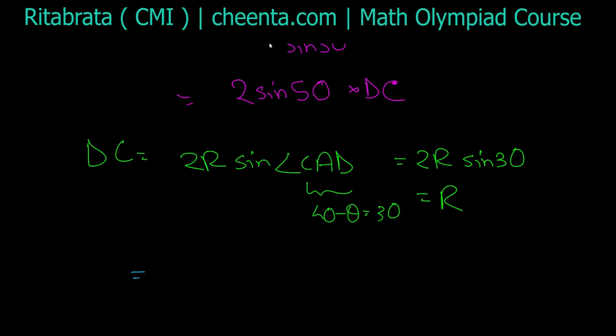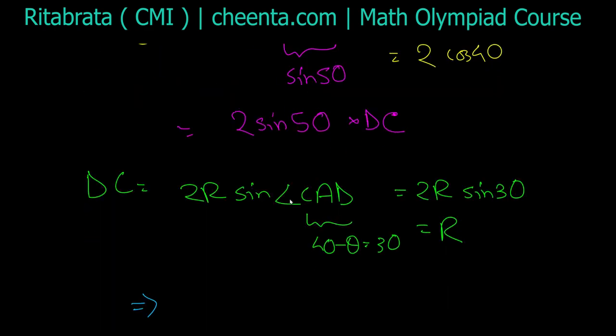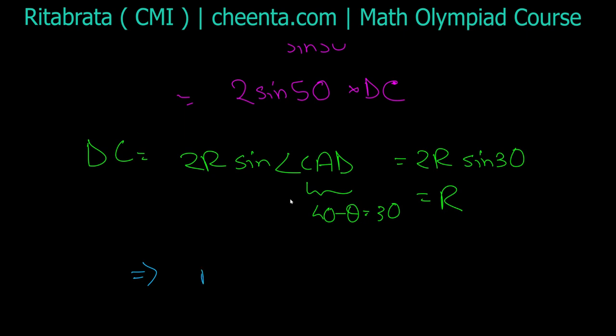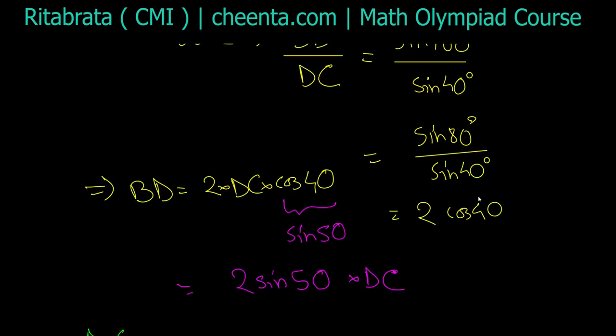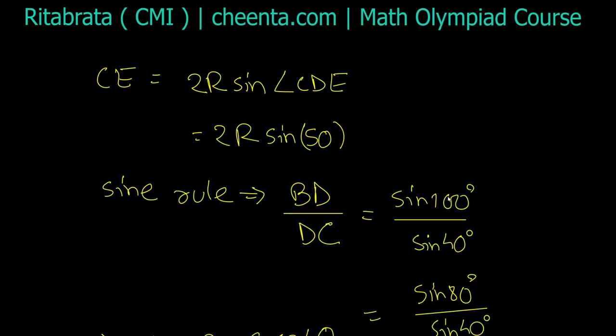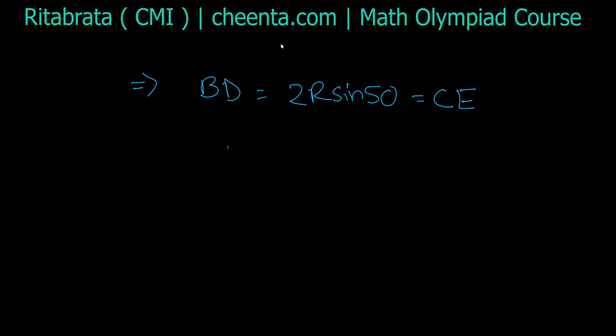So from that we get what? BD is 2R sine 50 degree, and we also found that CE is also 2R sine 50. So BD equal to CE, and that is what we have to prove. And this ends the solution, and we are done.